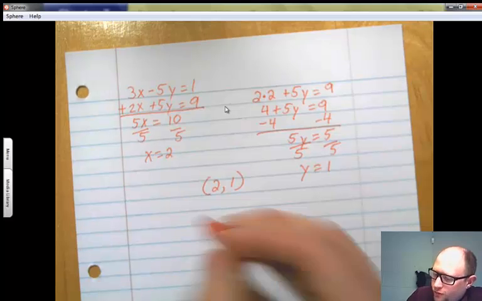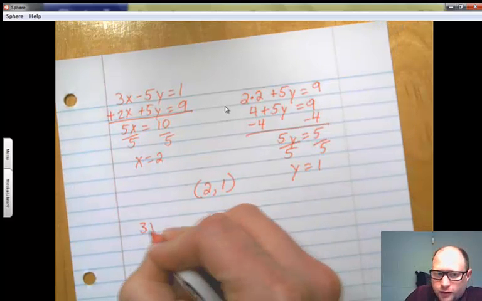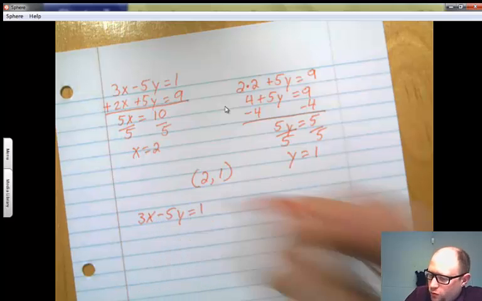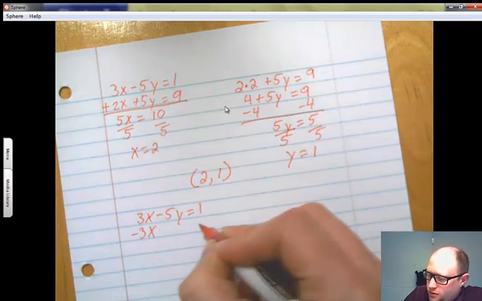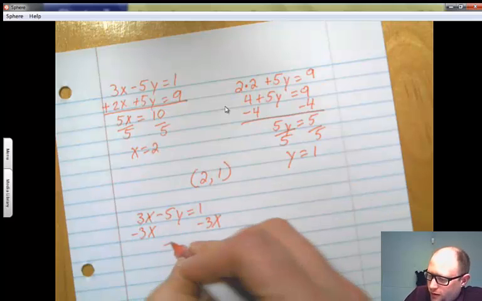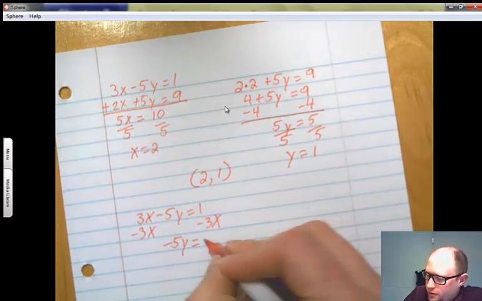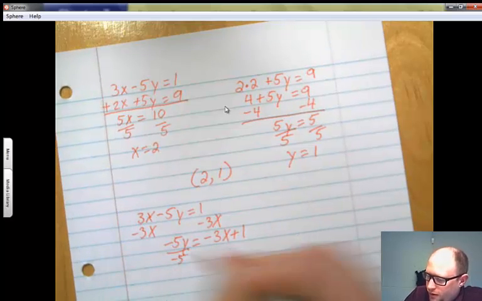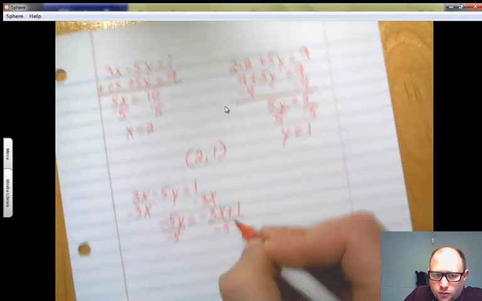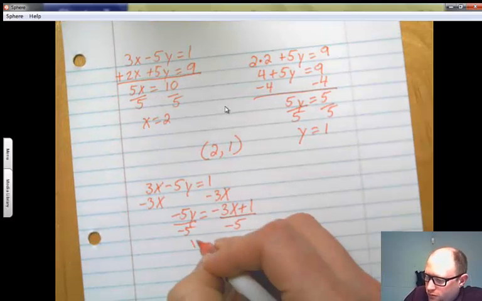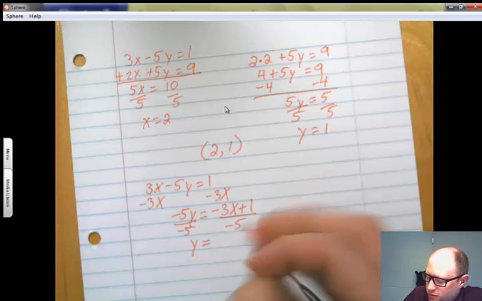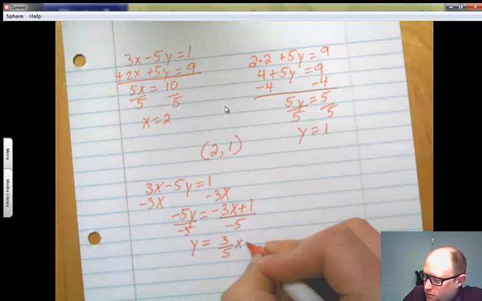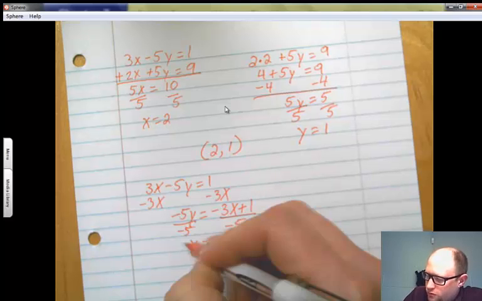Alright, so first thing we would do, we'd take our 3x minus 5y is equal to 1. We'll subtract our 3x from both sides. We'll get negative 5y then is equal to negative 3x plus 1. Divide everything by negative 5. And I am kind of working quickly here. I'm going to keep this video as short as possible, just since this is a test. We'll get 3/5 x minus 1/5 for our first one.